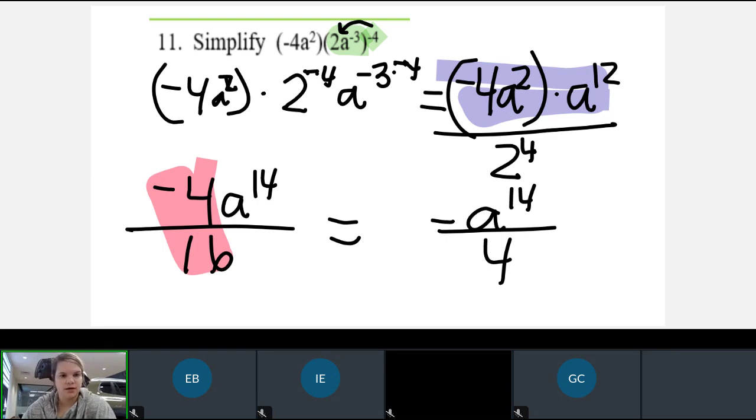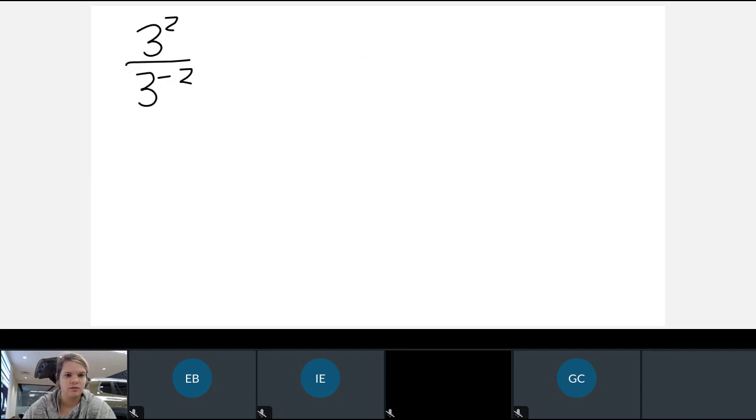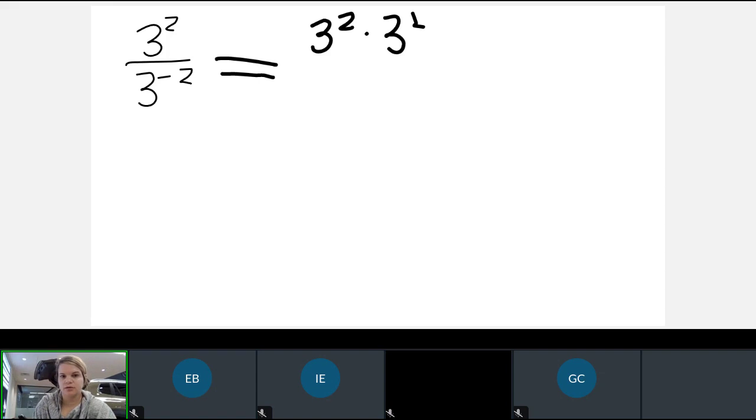Okay, Amari, the second one you asked me about was this one. The first thing we're going to do is move the negative exponent to the top. So we would have 3 squared times 3 squared. 3 squared is 3 times 3, so that would be 9 times 9, which is 81.